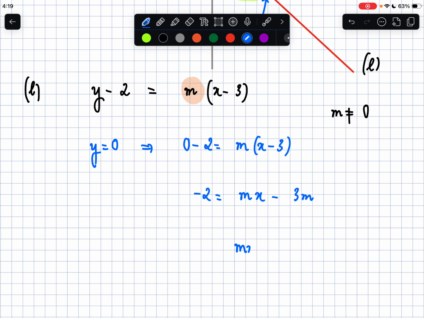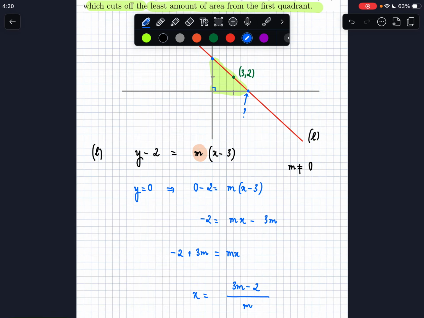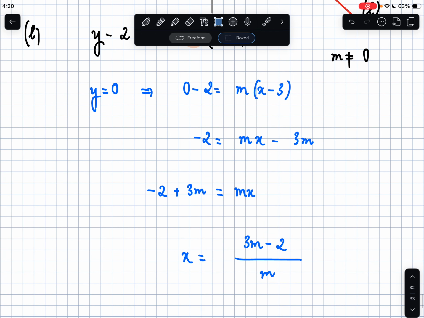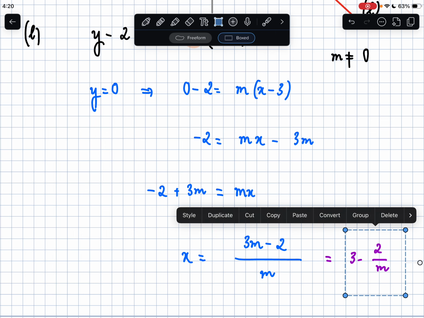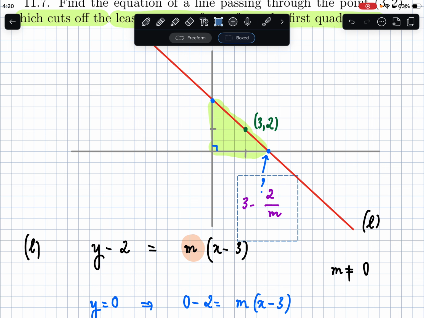So m times x equal to minus 2 plus 3m. M is different from 0, so I can divide by m: x equals (3m minus 2) over m. This is our x. The first point has the coordinates, I don't know if it's nicer to write it like that, 3 minus 2 over m, comma, 0. This is the coordinate of this point.